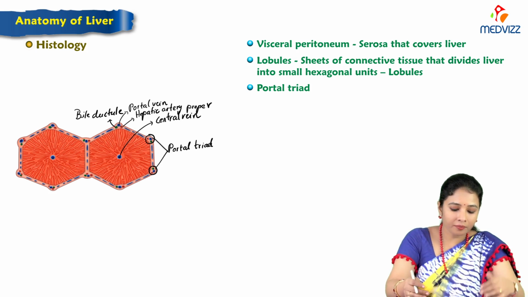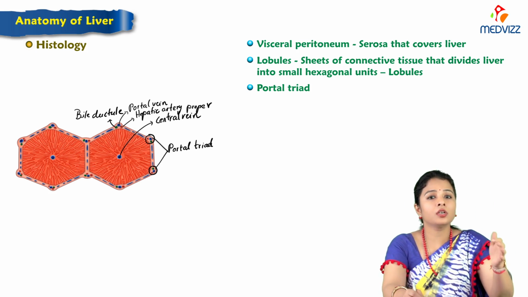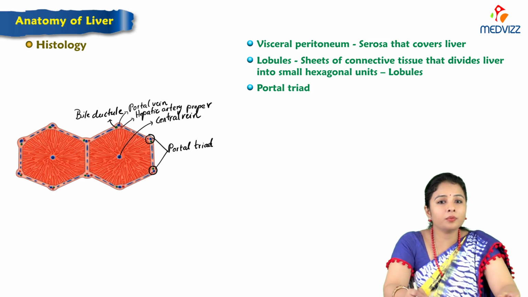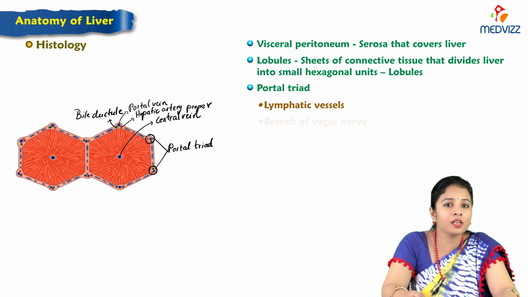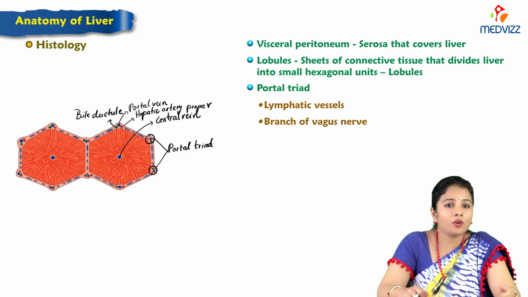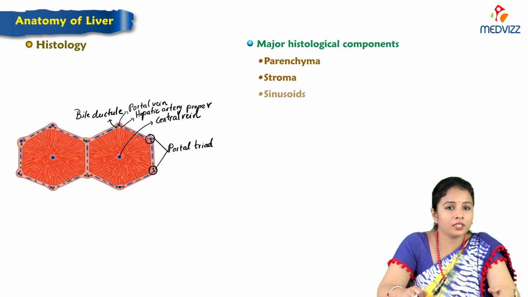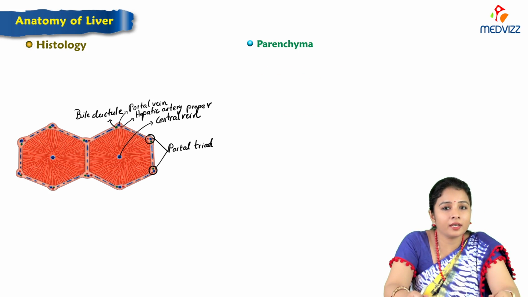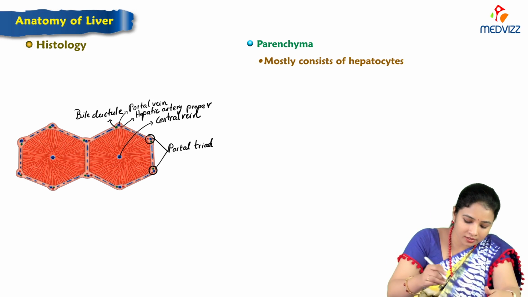So apart from the portal vein, hepatic artery and bile ductule, near the portal triad, the connective tissue also contains lymphatic vessels and branches of vagus nerve. So the liver consists of major histological components like parenchyma, stroma and sinusoids, the spaces of Disse. So let's begin with the parenchyma. Parenchyma mostly consists of hepatocytes.